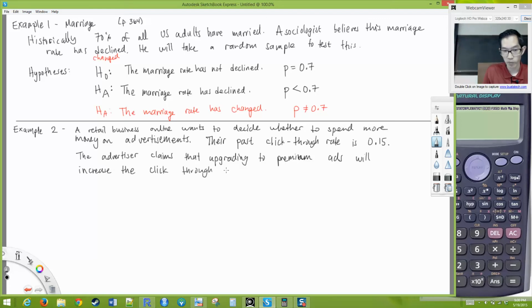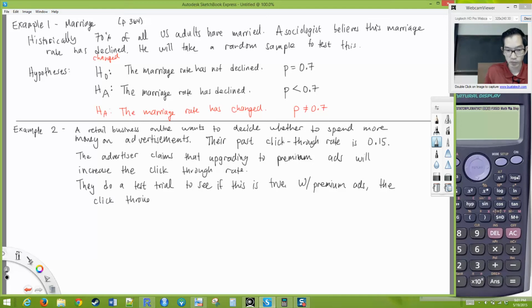Okay? So, you know, they do a test trial. They get a trial period or whatever, test trial, to see if this is true. Okay, with premium ads, the click-through rate was 17%. Okay. Does this mean the click-through rate of premium ads is higher?